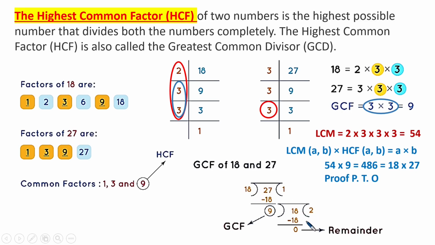We will come to this in the next few slides. So again 9 goes into 18 two times, so 9 into 2 is 18, minus 18. So the remainder is 0. So this is your greatest common factor. It will be clear in the next few slides.